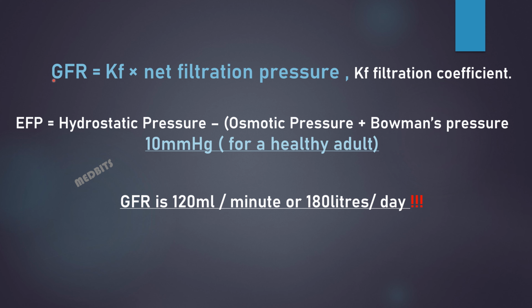And what was the GFR calculated for a healthy adult? That is 120 ml per minute, or we can say 180 liters per day. And we also learned about the factors affecting glomerular filtration rate. Hope you understood all the topics we discussed here well.